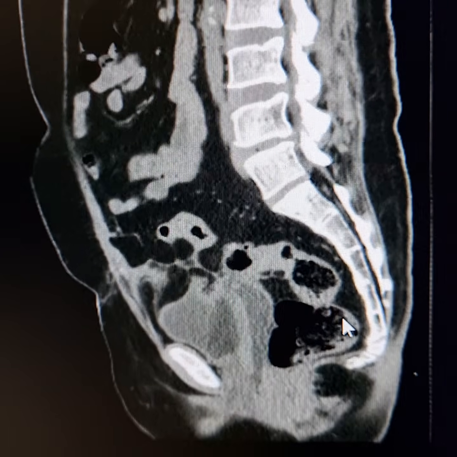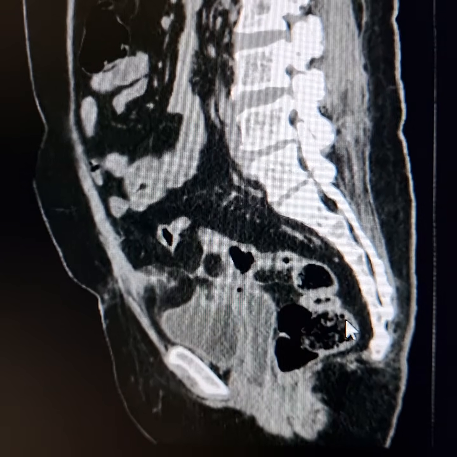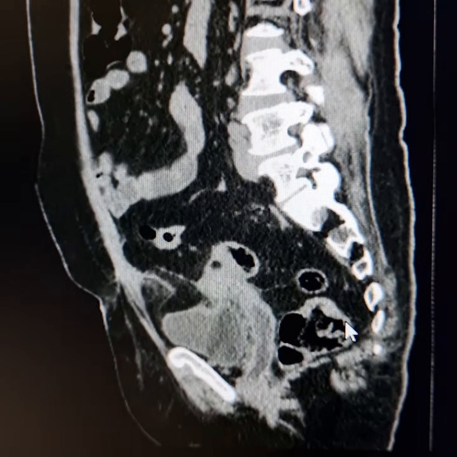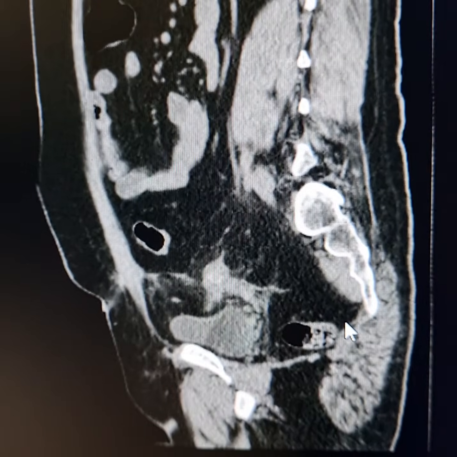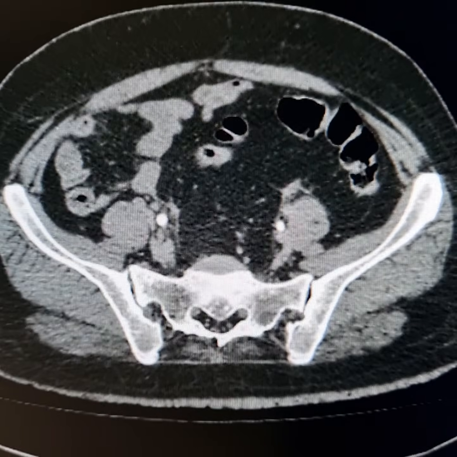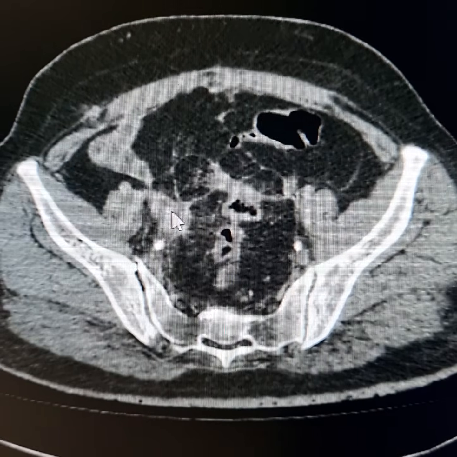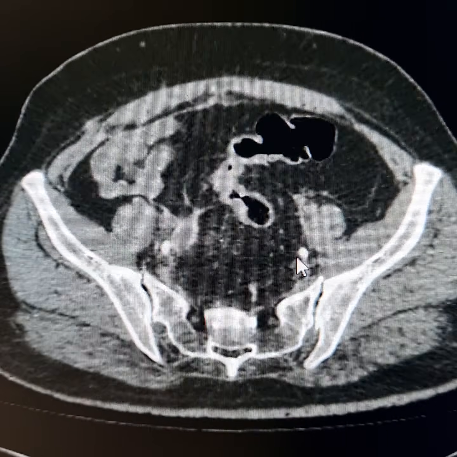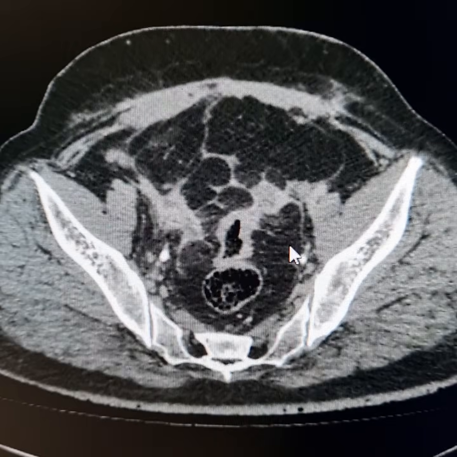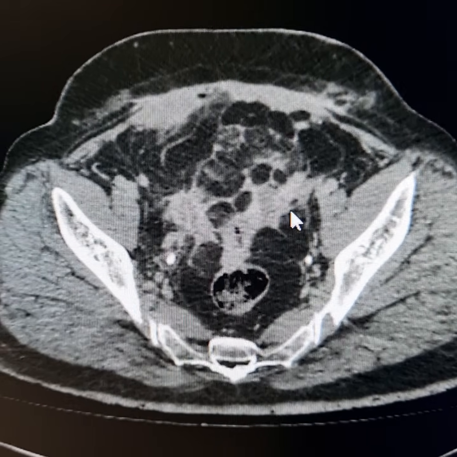Now I will show you the delayed scan of the CT IVU. This is the delayed scan. Now this is the right ureter, this is the right ovary, this one here. This one is the left ovary here.